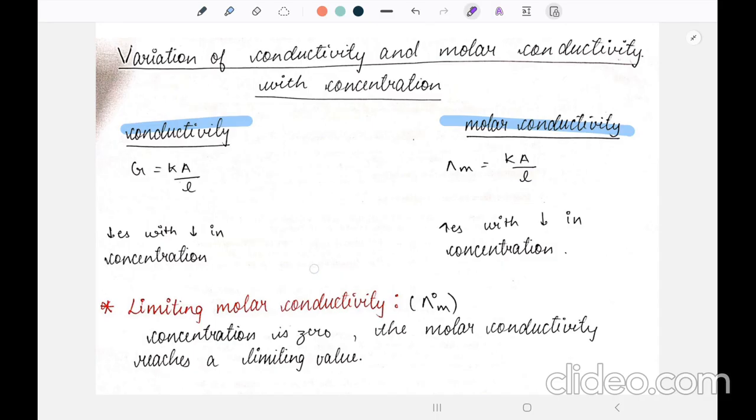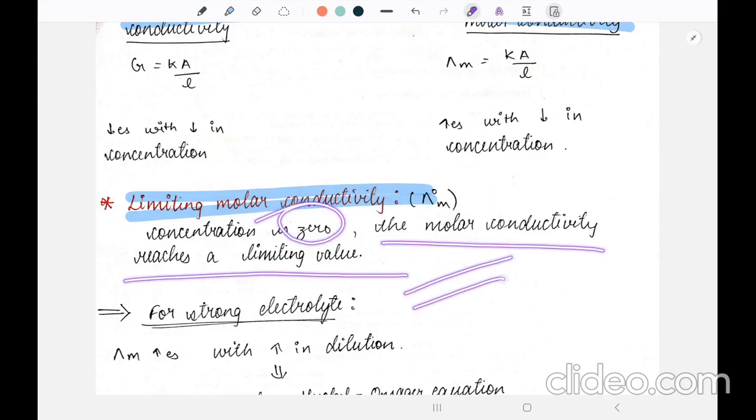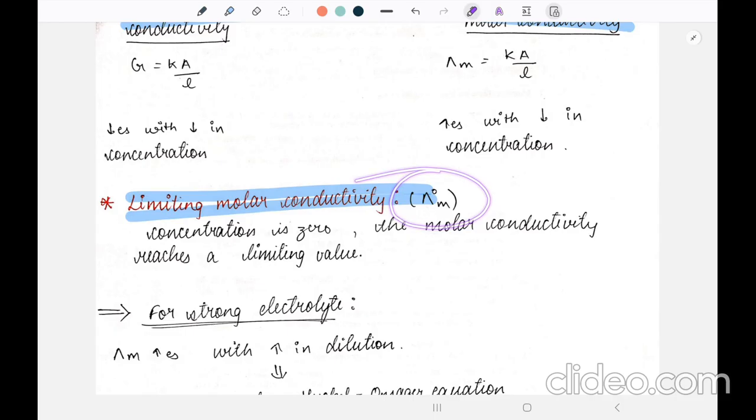solution will always reduce with reduce in the concentration, while the molar conductivity is the conductance of the volume of the solution which contains 1 mole of electrolyte. It is represented by the formula. So the molar conductivity will increase with reduce in the concentration. This is because the total volume of the solution containing 1 mole of the electrolyte will increase. So when the concentration approaches 0, the molar conductivity will reach a limiting value known as limiting molar conductivity. It is represented with naught.